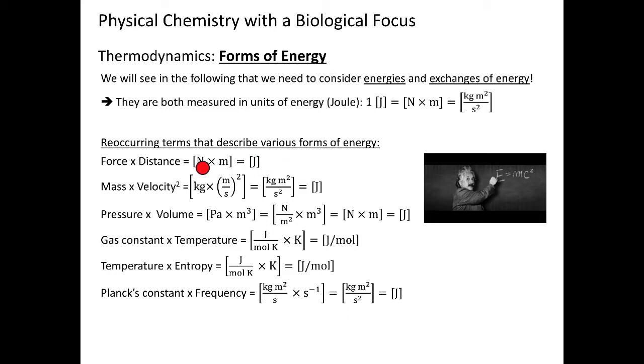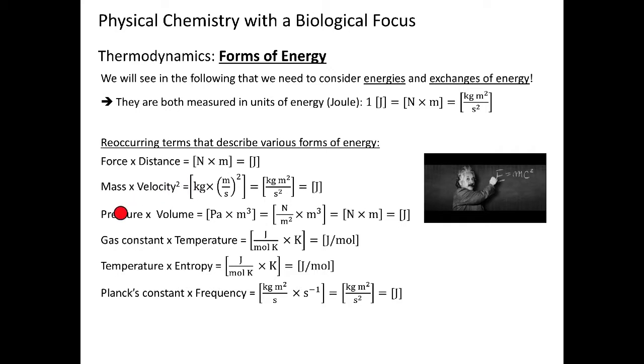This is 1 joule. If you remember what the definition of kinetic energy is, this is 1/2 the mass times velocity squared. You don't have to worry about the 1/2 because it doesn't have a unit, but mass times velocity squared, so kilograms times meter squared divided by second squared, that gives you a joule as well.